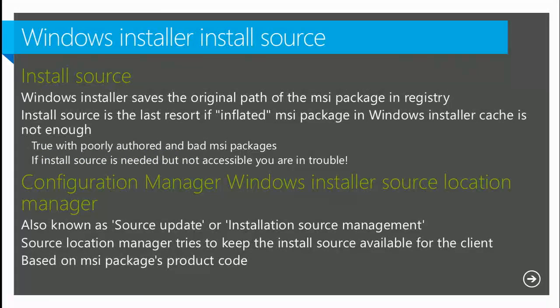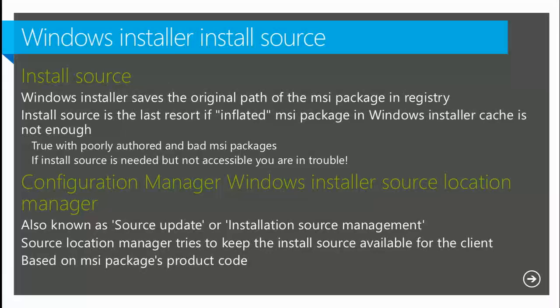Install source is the original path of the MSI package, where it was installed. And if the install cache cannot be found, then the Windows installer will go after the install source. But if the MSI package is not where the install source says it should be, then you will be in trouble, because Windows installer can't do anything with that installation. So that's why it's important to have the DFS share.